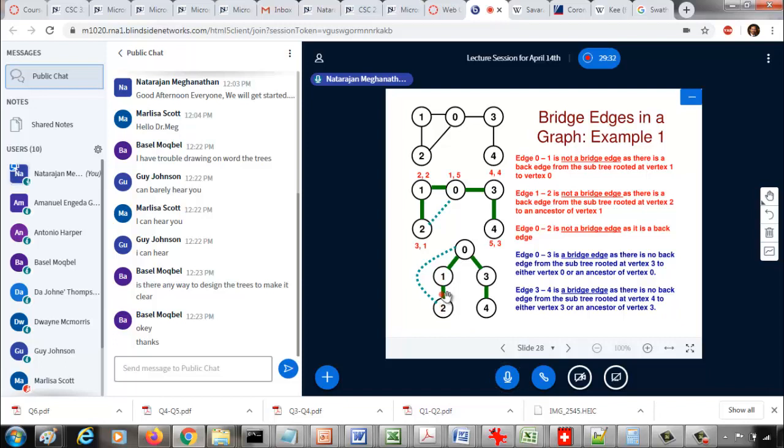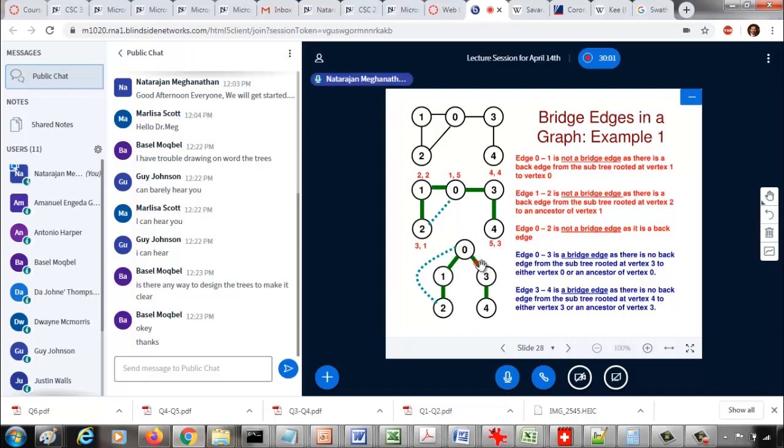Similarly, 1, 2 is not a bridge edge, because for the edge 1, 2, 1 is the upstream node because it's closer to the root, and 2 is the downstream node. Again, from that subtree there's a back edge that goes above 1. Because of that, 1, 2 is not a bridge edge. You can actually remove that edge and see if the graph gets disconnected. In this case, it does not. So that way you can cross check whether you decided it right or wrong.